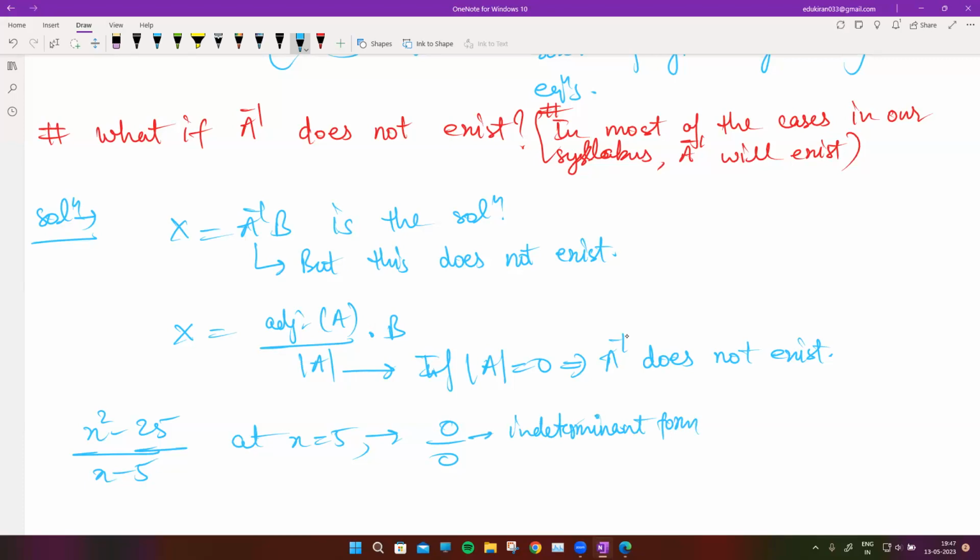But do we say that there is no solution for this? Or can we get a value? Yes, we can get a value if we factorize x square minus 25 into (x minus 5) times (x plus 5), divided by x minus 5. Cancel out x minus 5, x minus 5. So this becomes x plus 5. Now you put x equals 5, you get the value 10, which is the value of this expression actually. At x equals 5, the value of this expression is 10, not 0 by 0, because there is no such term as 0 by 0. It has no meaning, in fact.